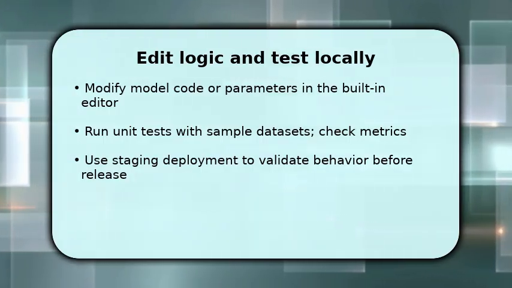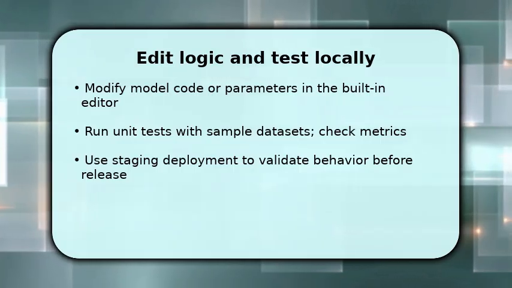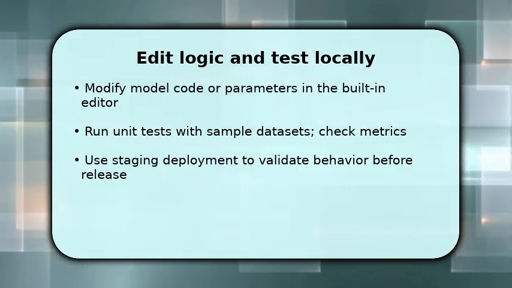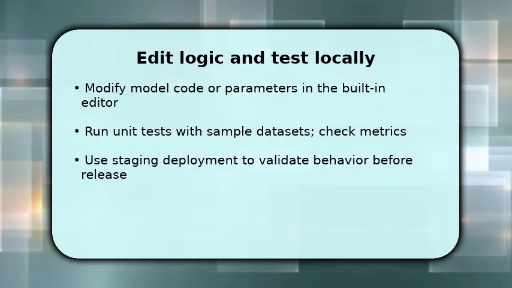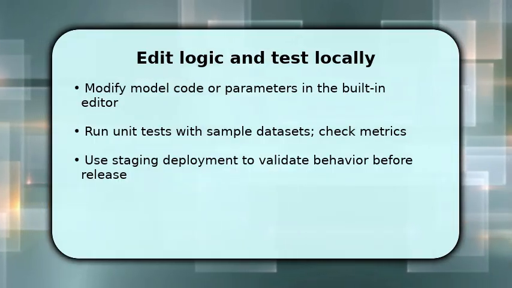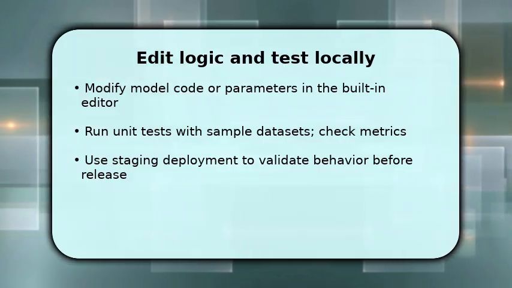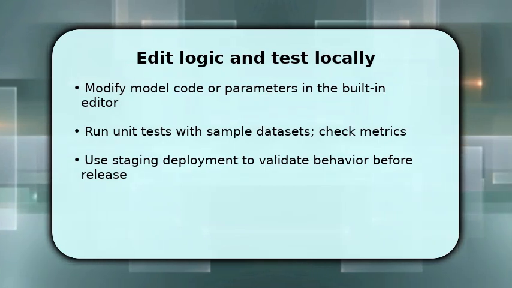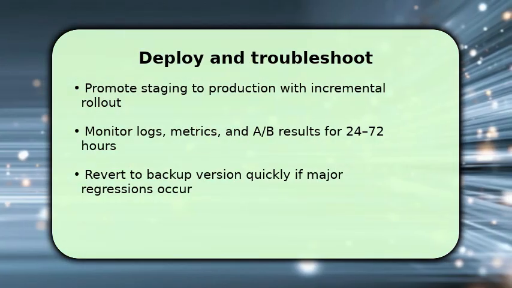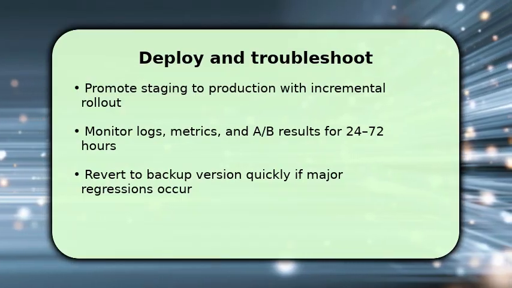Once tests pass, deploy to a staging environment in Apeuni so you can validate real pipelines and monitoring metrics. While validating, watch latency, memory, and output variance, because those reveal hidden regressions. You finish by promoting the validated staging version to production using an incremental rollout to limit impact.